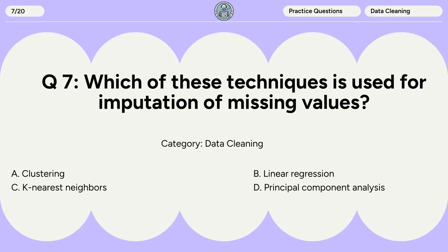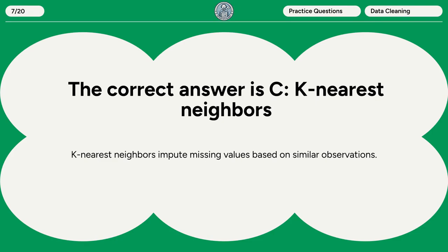Question 7. Which of these techniques is used for imputation of missing values? A. Clustering. B. Linear regression. C. K-nearest neighbors. D. Principal component analysis. The correct answer is C. K-nearest neighbors. K-nearest neighbors impute missing values based on similar observations.